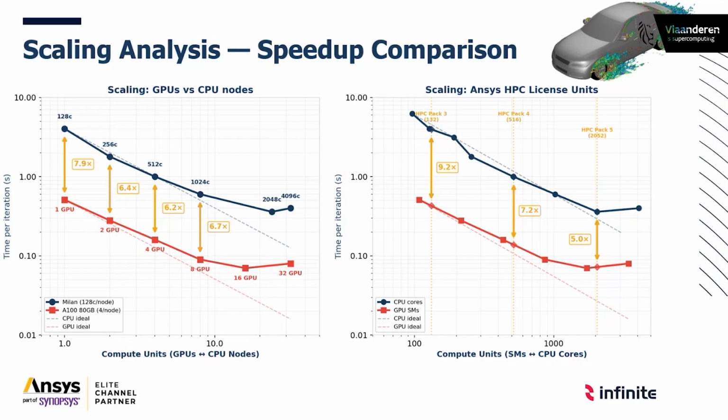Of course, if we go to the higher counts, we see that the GPUs are off, the same with the CPU. The speedups are relatively smaller, but still we see speedups of 5 times. I've put the Ansys HPC packs on top, so that's how we quantify the HPC licenses to give you some general idea how much speed up we can get for the same licenses.